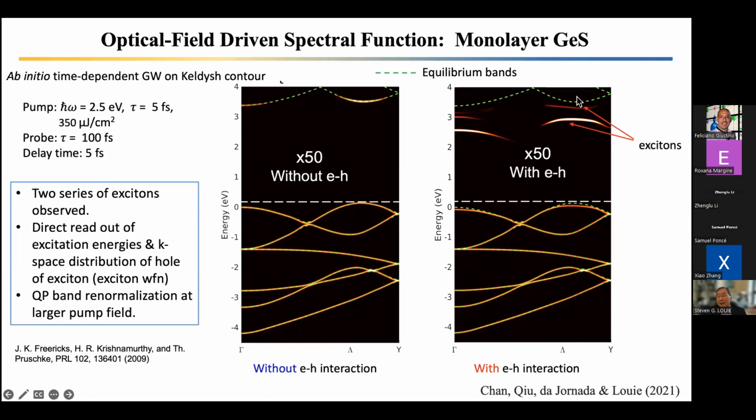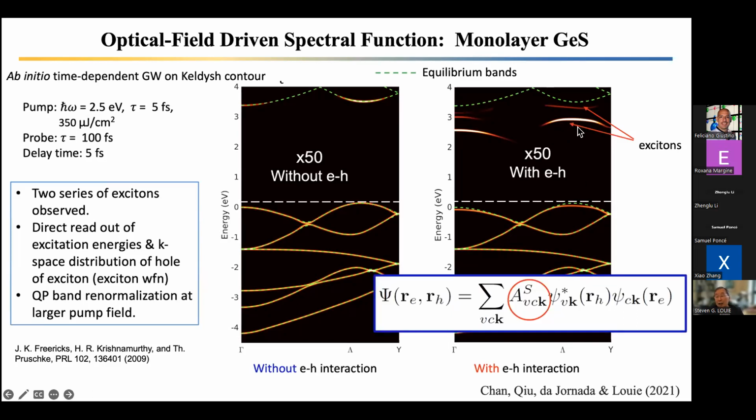Here, by just looking at this spectral function, we actually now could get out the exciton energy by looking at this energy difference, and the exciton wave function by the spread of the feature in k-space. That is this coefficient A that I mentioned earlier.